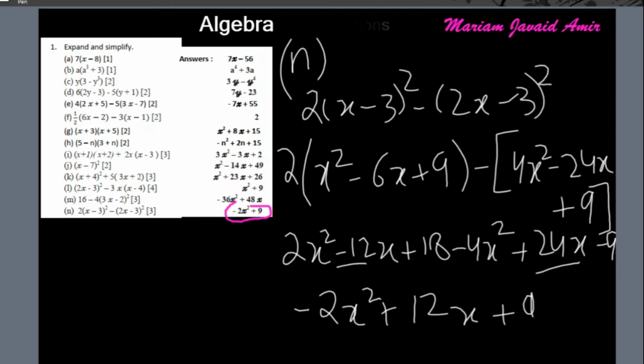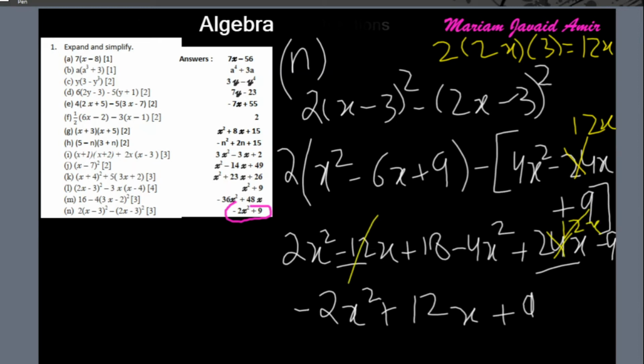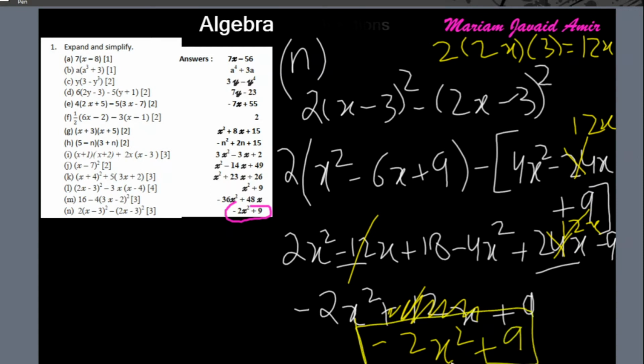Alright, I've spotted an error in my own working. This is 2ab, so 2 times 2x times 3, so that will be 12x. So this is 12x. Similarly, this is 12x. So 12x and 12x get cancelled. So we're left with this: minus 2x square plus 9. Minus 2x square plus 9. Answer for part N.